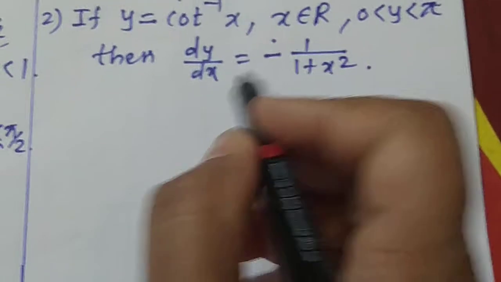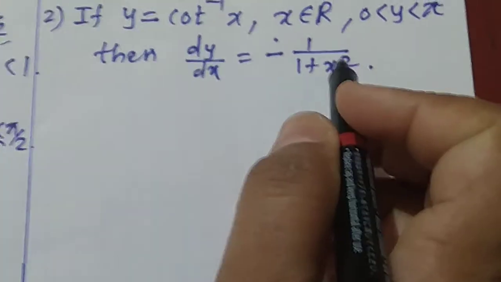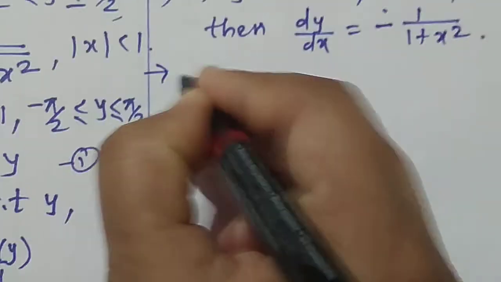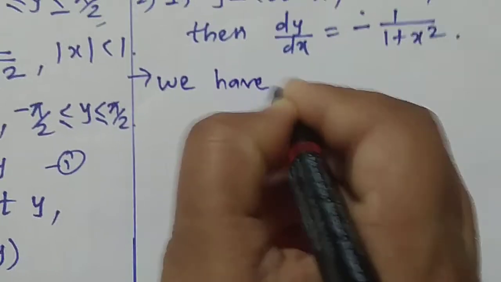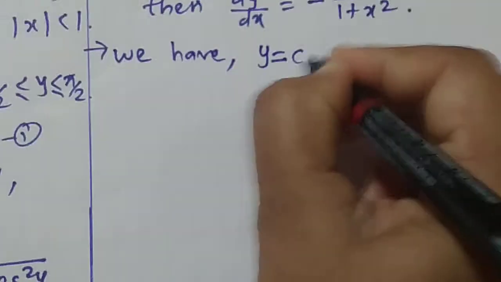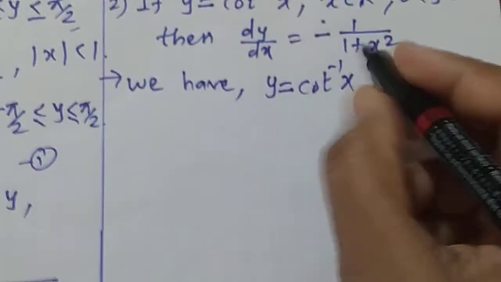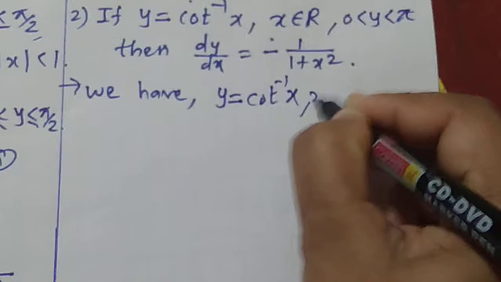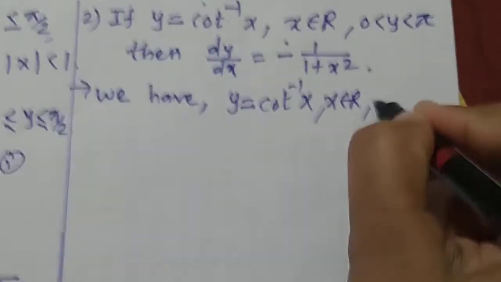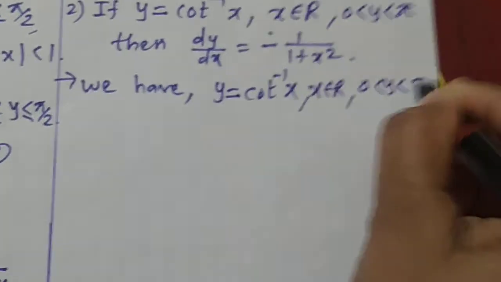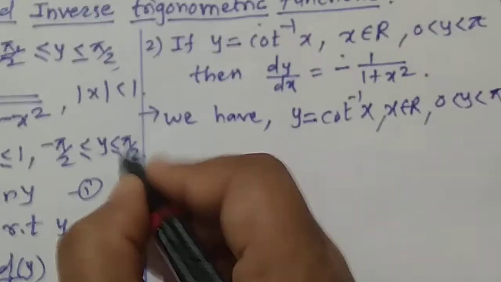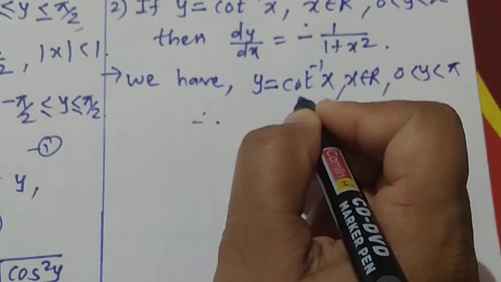Then dy by dx is equal to minus 1 upon 1 plus x square. So we have y is equal to cot inverse of x, x belongs to R, 0 less than y less than pi, y lies between 0 to 180 degree. Therefore here y is equal to cot inverse of x.